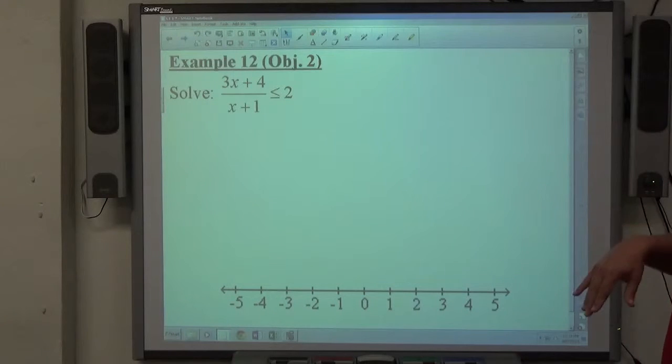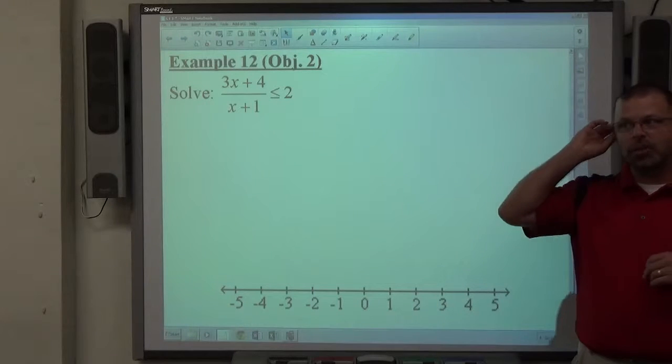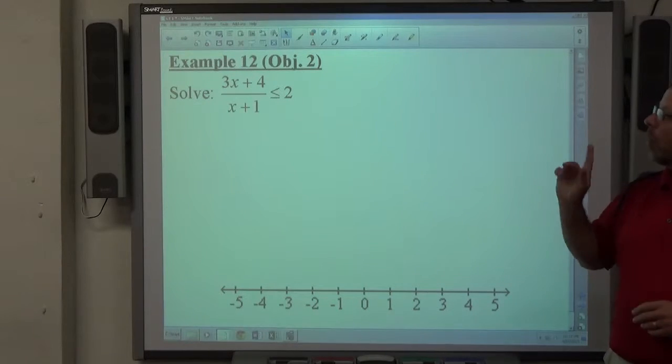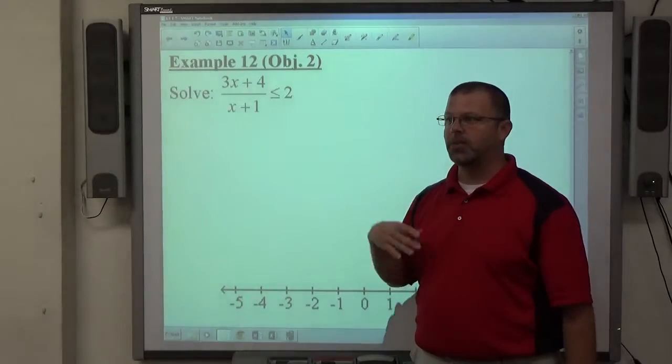All right, for example 12, we have a rational inequality. The same basic idea is happening here. We're looking for intervals where the signs are going to be the same. We want to figure out where signs can change in a rational function setting. What you'll notice about this one is it's less than or equal to 2. That's not any good. We want less than or equal to 0.